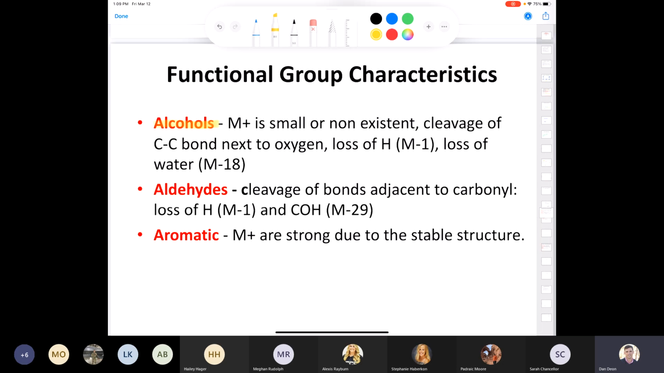Let's take a look at an alcohol. What else do we have here? Alcohol, molecular ion, sometimes small, sometimes non-existent. Again, I'm not going to leave you struggling like that. If the molecular ion doesn't show up in the mass spectrum, I will identify it for you.